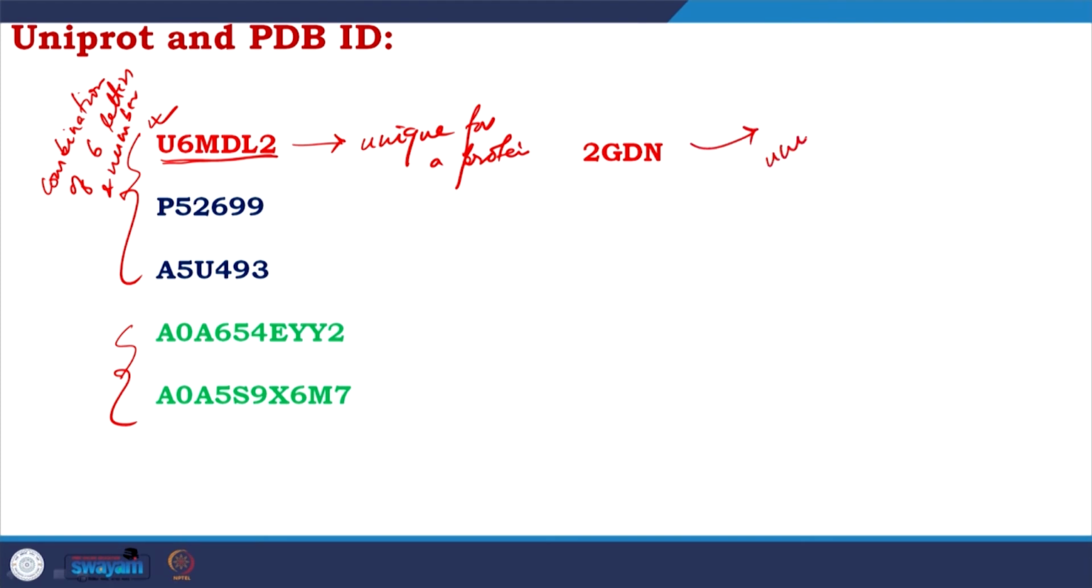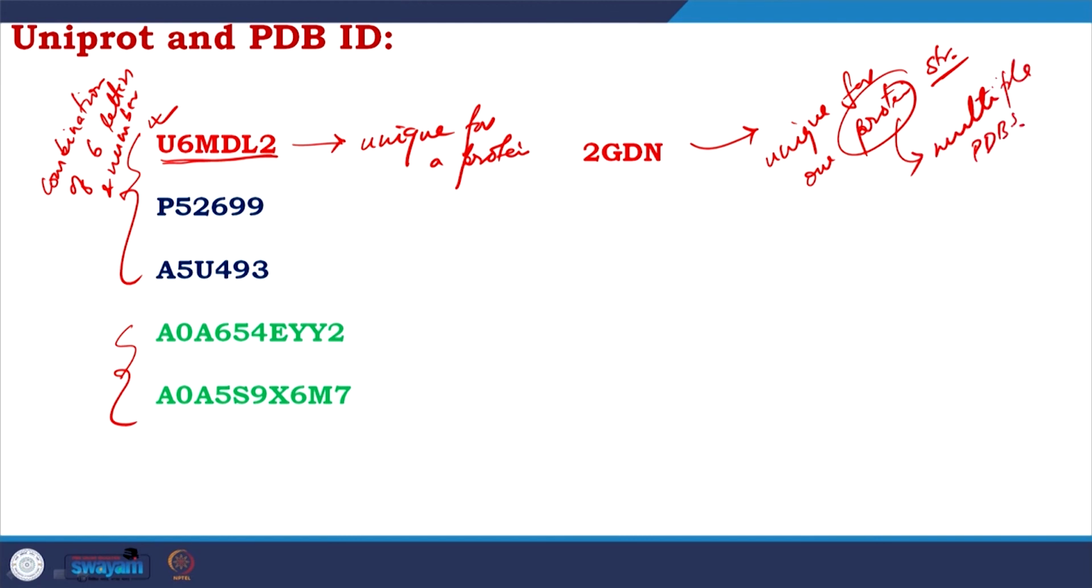Okay. A PDB ID is unique for one protein structure. But remember, that means a protein might have multiple PDBs. It is 4 characters of numbers and letters. The first one is a number, second, third and fourth are mixtures of either number or letter.